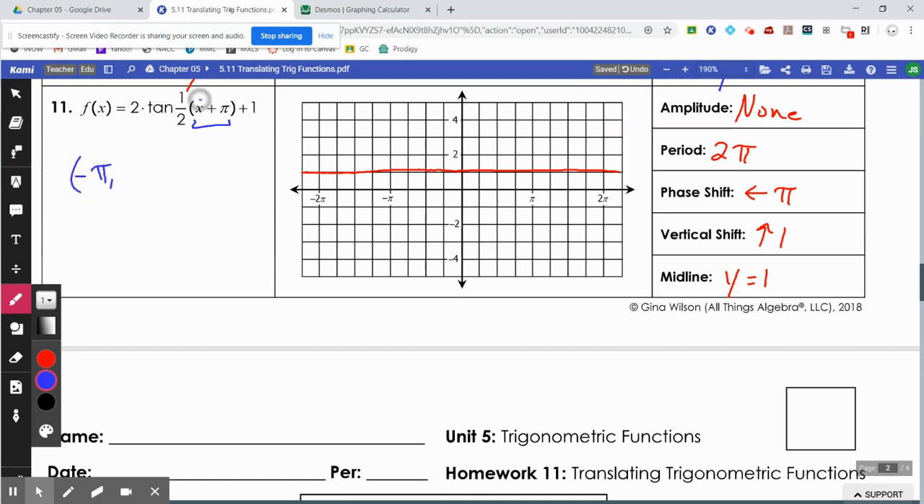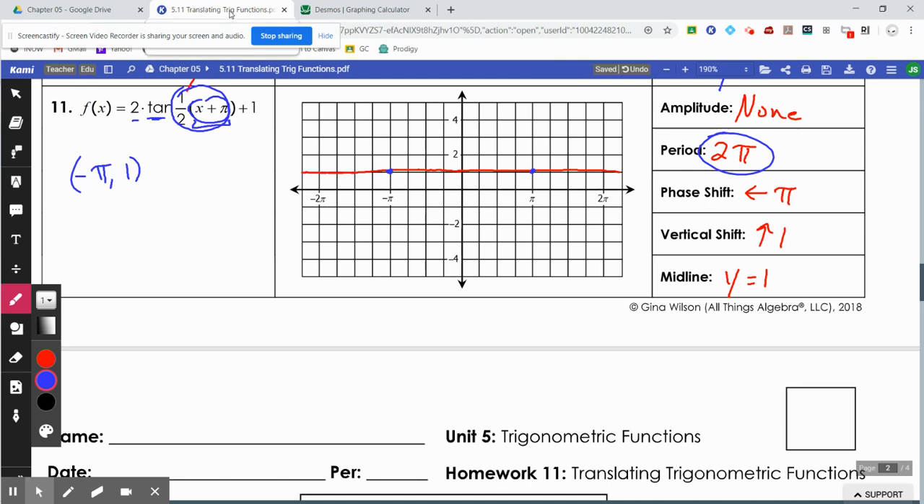If you plug in negative pi, this goes to 0, which means all this goes to 0. So you have the tangent of 0, which is 0. 2 times 0 is 0, plus 1 is 1. So at negative pi, you have a value of 1, which would be kind of like an x-intercept. However, your graph has been moved up 1 unit. Now again, that value is going to repeat every 2 pi units, so it could go to the right 2 pi units, and it's going to look something like that.